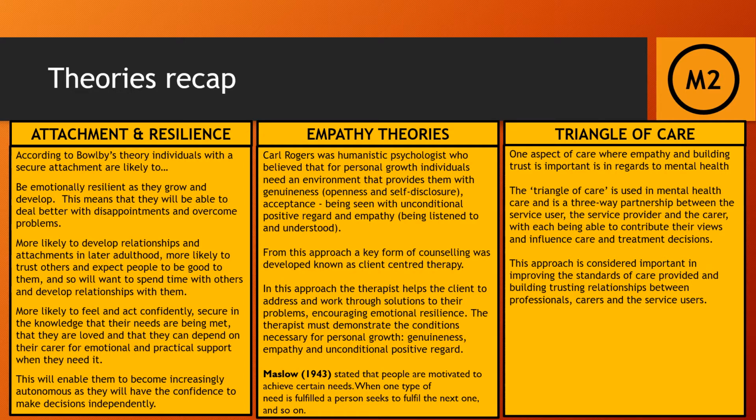And then lastly, the triangle of care is an aspect of supporting people with mental health concerns. The triangle of care was used as a three-way partnership, so building a relationship between the individual, healthcare professionals and a key worker, ensuring that information was shared and people are updated on supporting one another. So again, three key theories that we've covered.